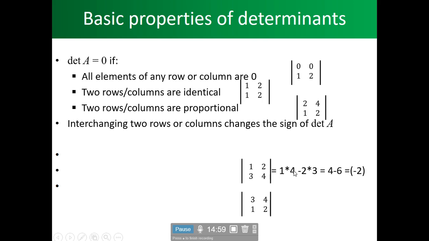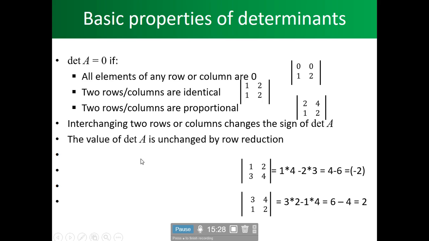1 times 4 minus 3 times 2, you get 4 minus 6 equals a negative 2. Now, what if we take the determinant of the other one, we look at 3 times 2 is 6, 4 times 1, the minus for that, so 6 minus 4 equals a positive 2. So as you can see, the signs change.